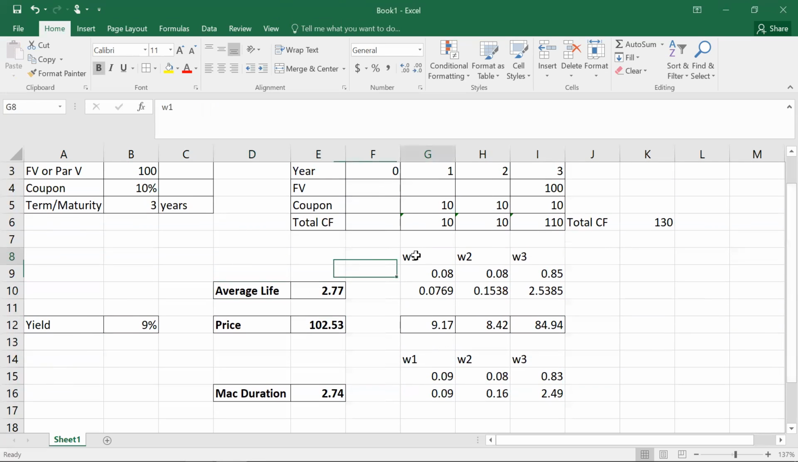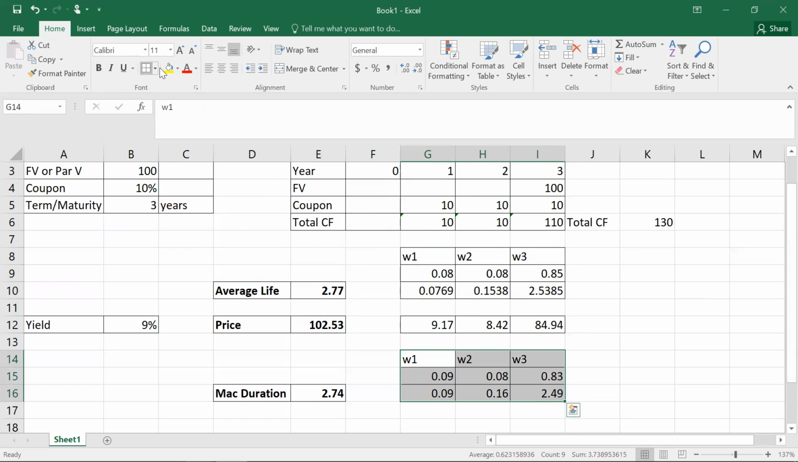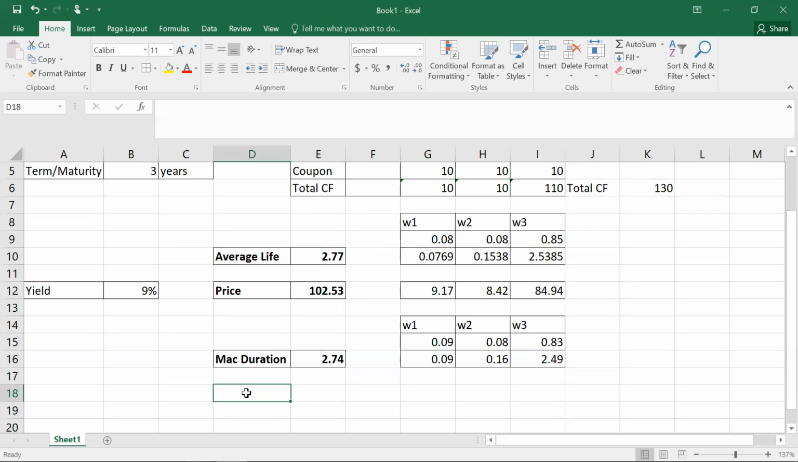Now to arrive at modified duration, it is very simple. I will write it as mod duration. Mod duration is the Macaulay duration divided by 1 plus the YTM, whatever the yield is. So you just have to divide the Macaulay duration by 1 plus the YTM, and you get the modified duration.